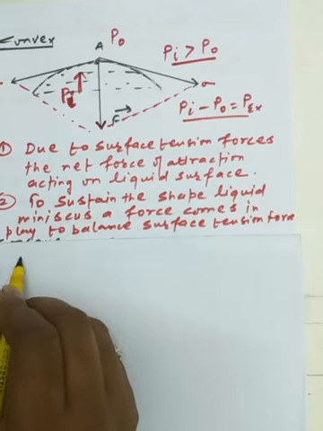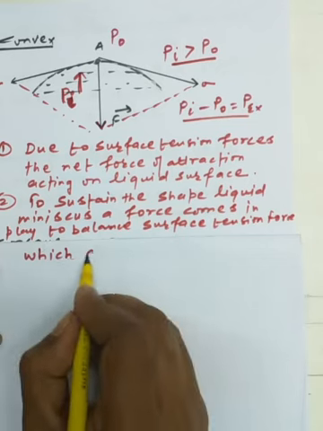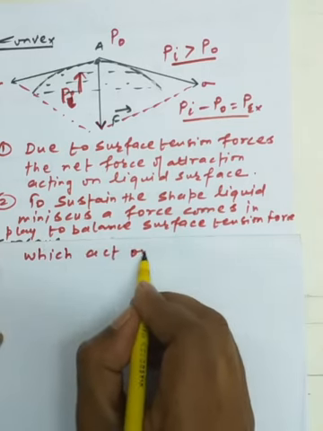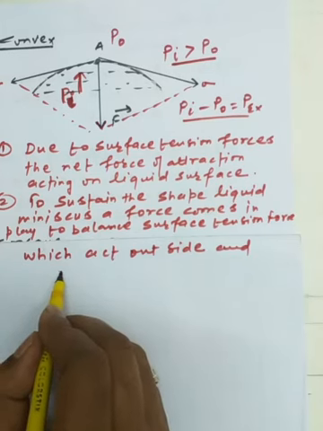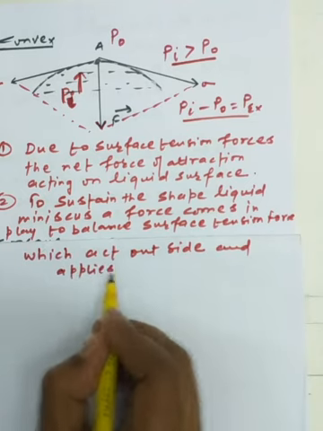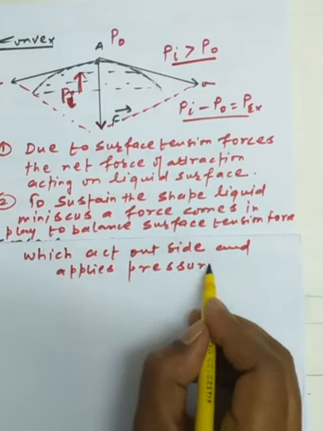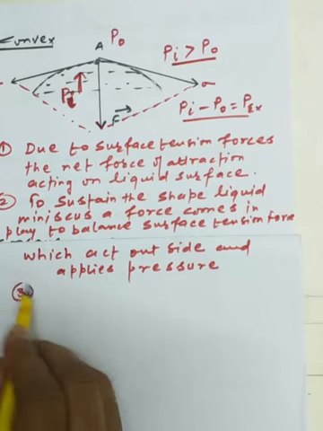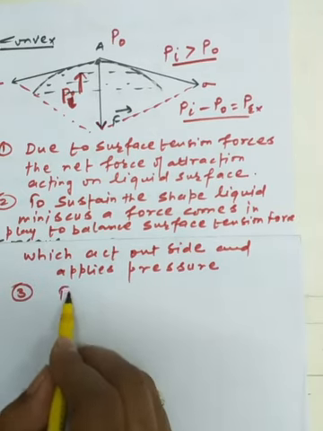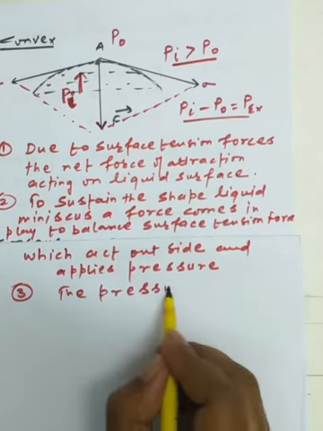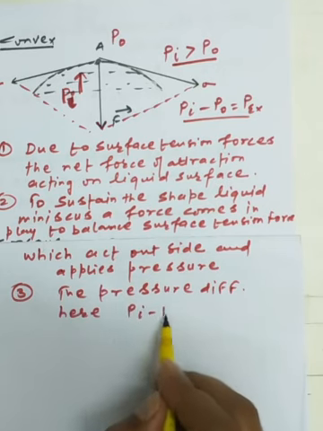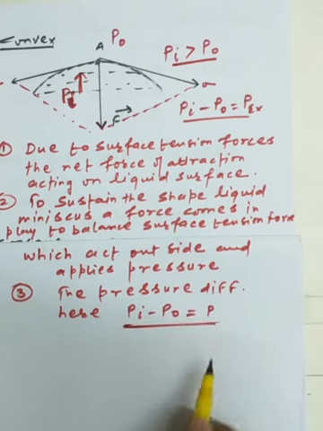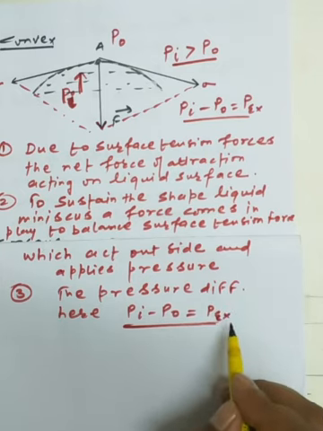Surface tension force, which acts outside, applies pressure. Third point we can add here: the pressure difference, P inside minus P outside, which keeps the convex surface as usual. So this pressure difference is called the excess pressure, which is responsible for the shape of a liquid meniscus.